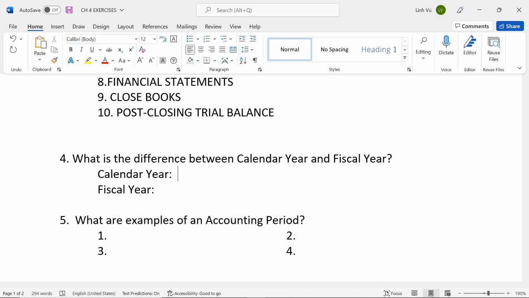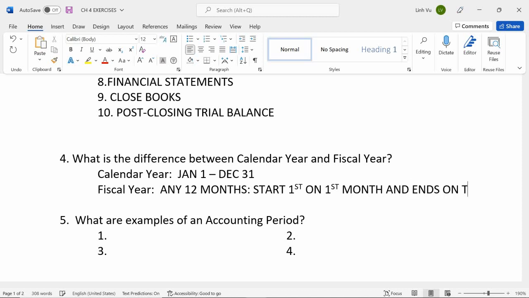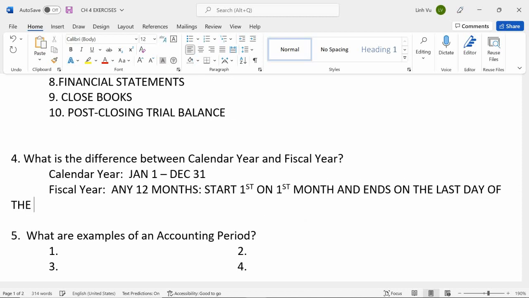Calendar year is 12 consecutive months, starting on January 1st and ending December 31st. Good. And then? Fiscal year is any consecutive 12 months starting on the 1st of the month and ends on the 30th or the 31st of the 12th month. Good. It starts on the first day of the first month and ends on the last day of the 12th month.